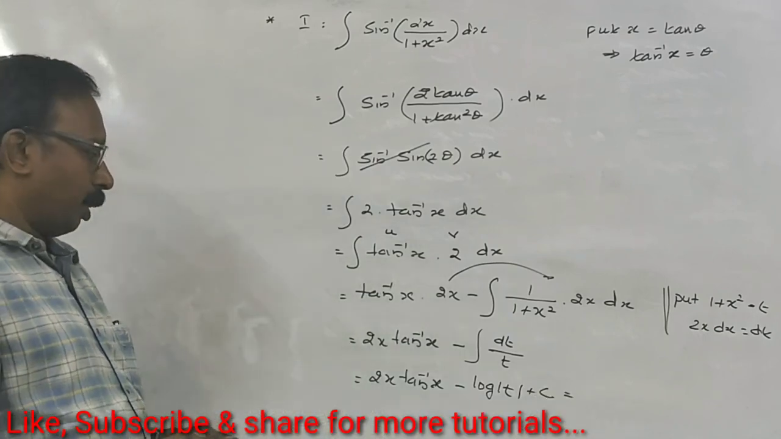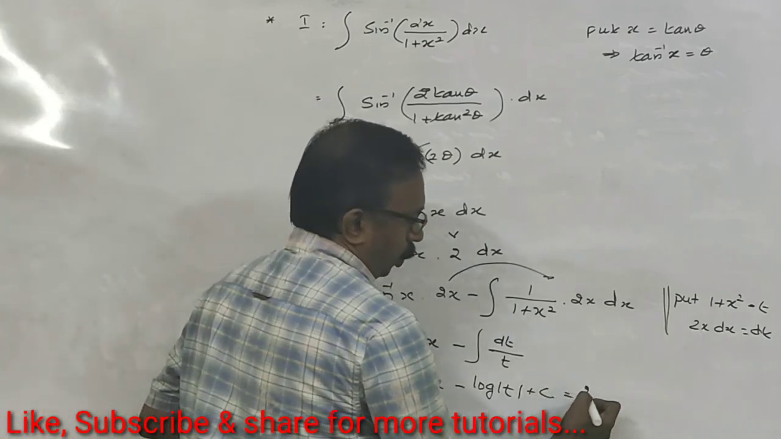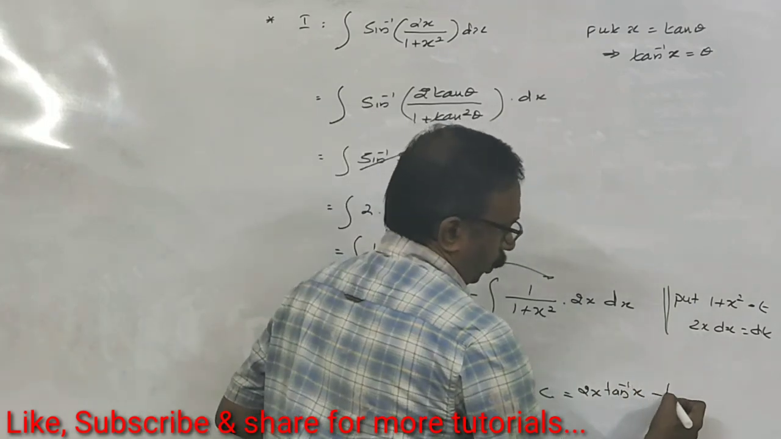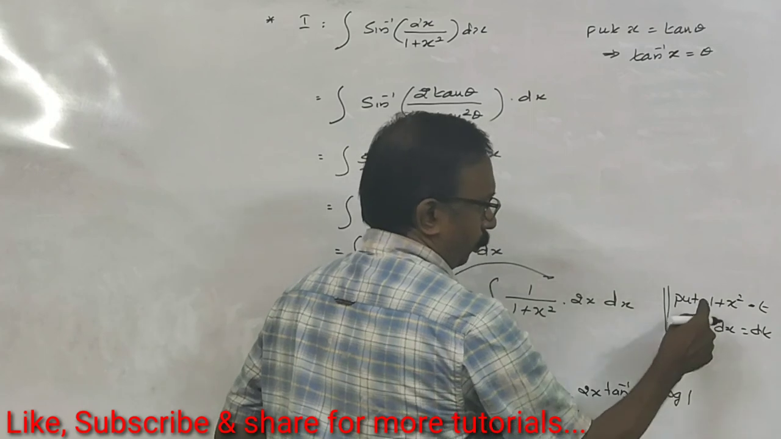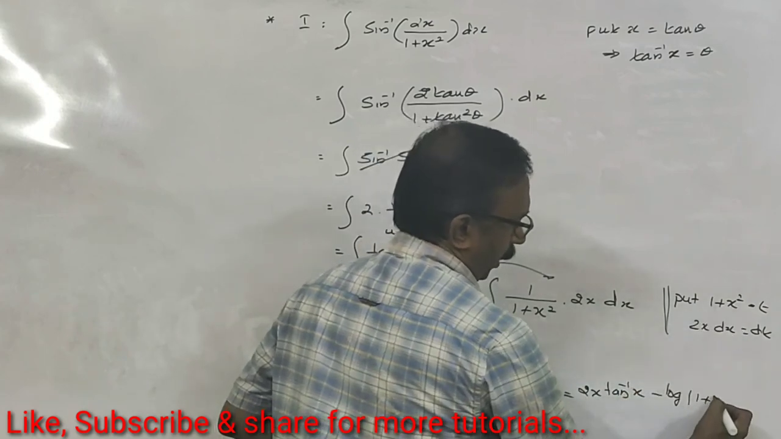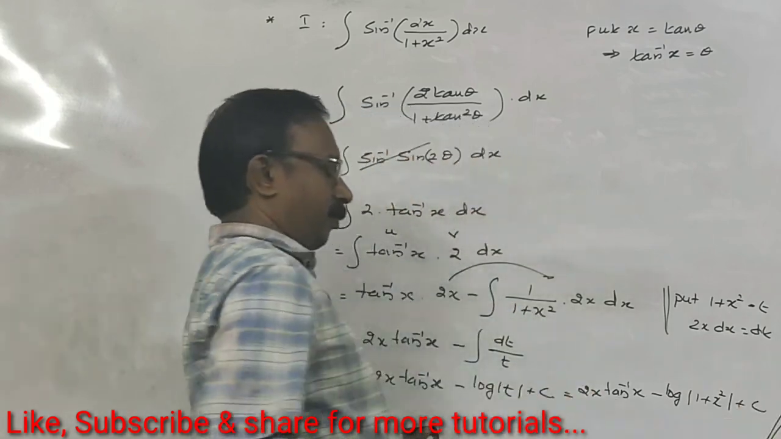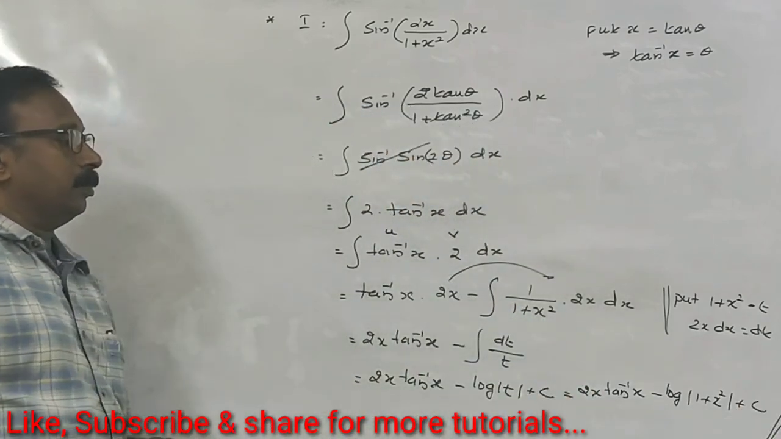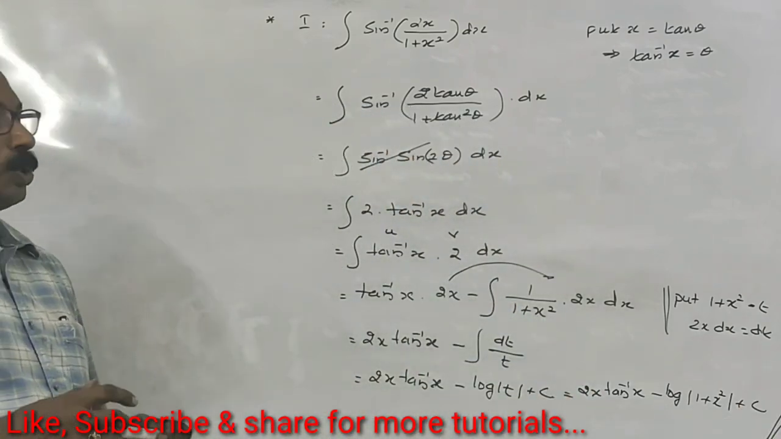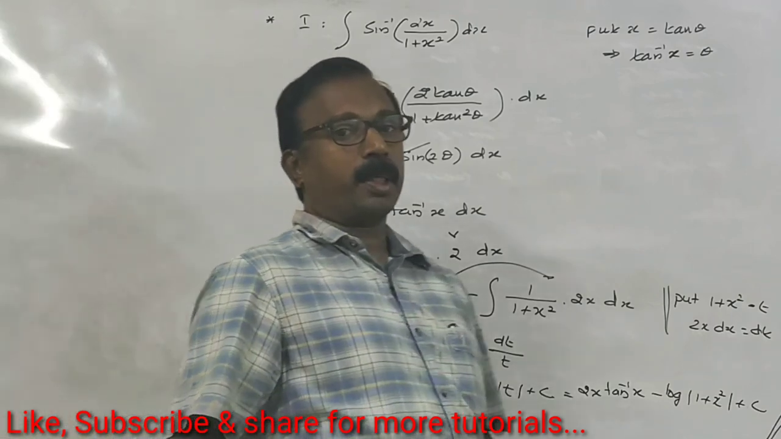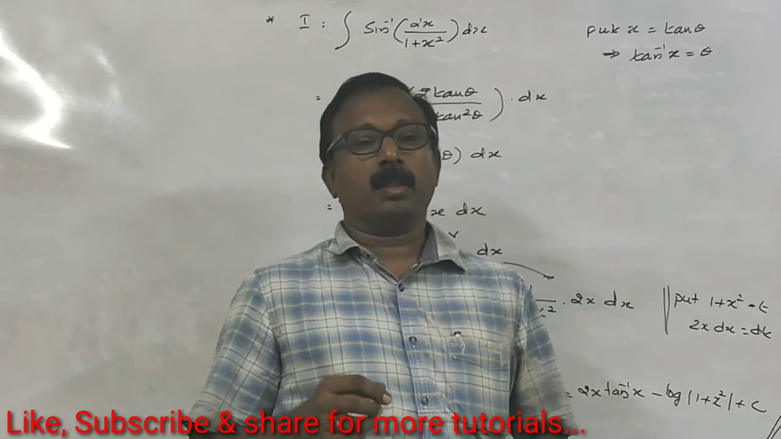The final answer will be 2x into tan inverse x minus log modulus of t, that is 1 plus x square, plus c. This is the final answer. This way we can find the integral of the product of two functions using integration.